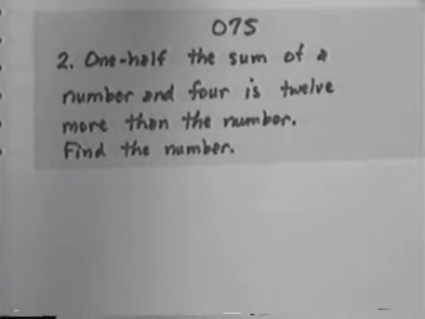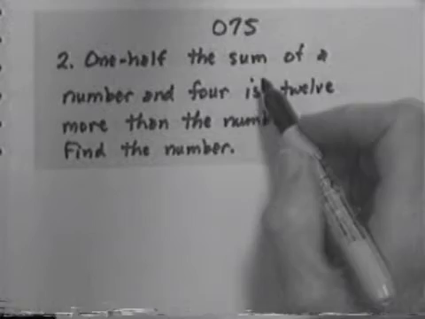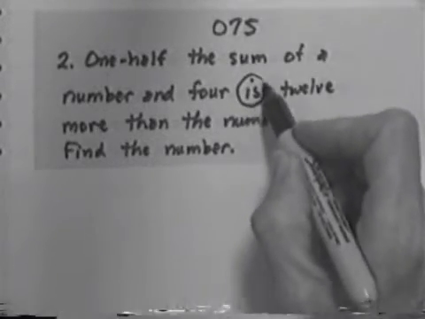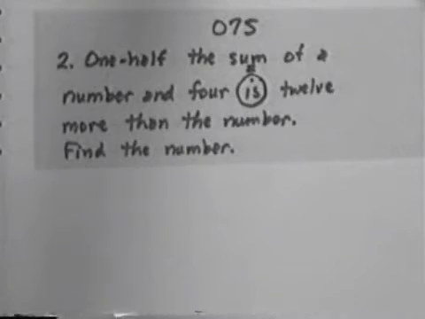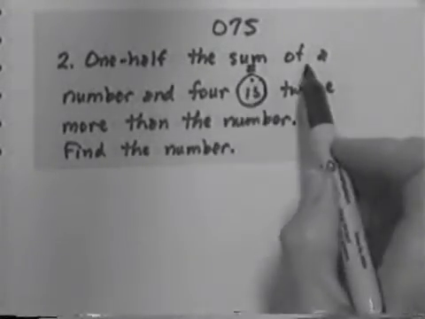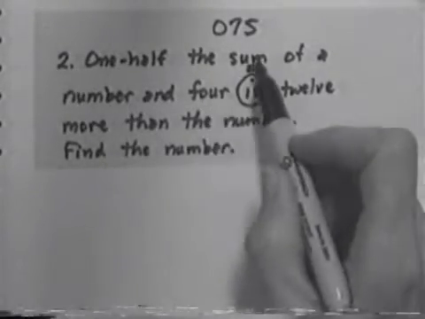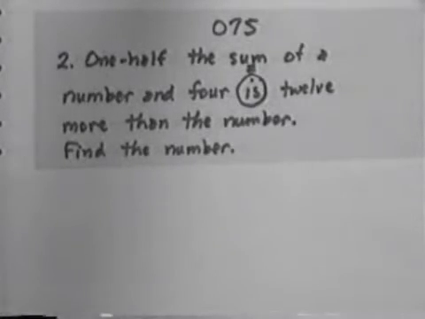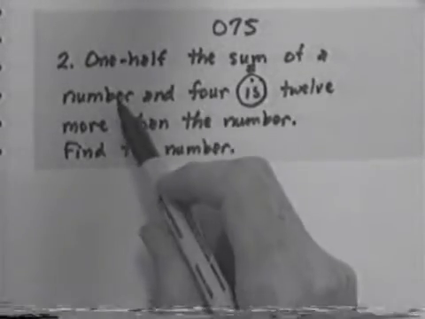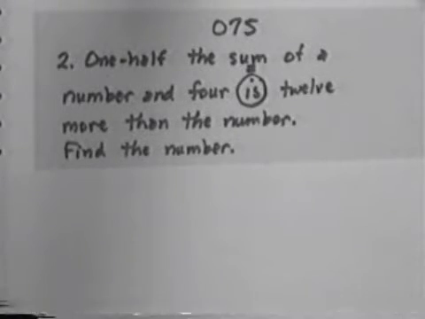Notice the key word for the equals mark is "is." So here's where the equals will be. On the left we have 1/2 the sum of a number and 4. Sum means the answer in addition, and so we have 1/2 of the answer when we add together a number and 4. That means that we must have something to stand for the number.